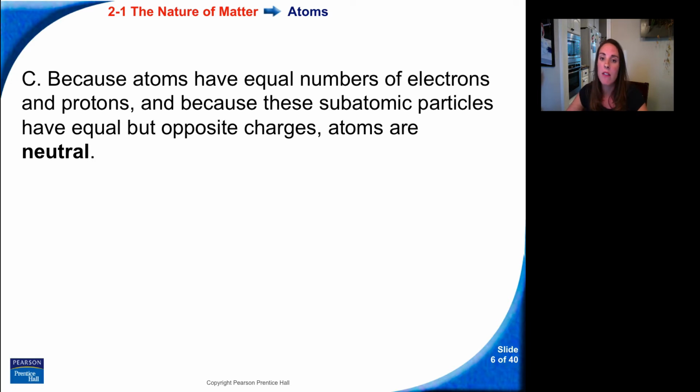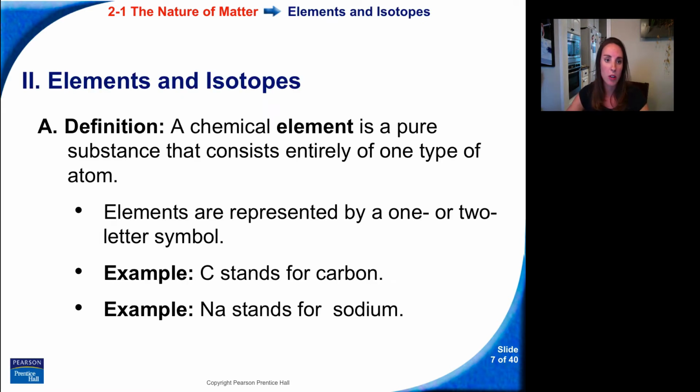So because atoms have equal numbers of electrons and protons, and because these subatomic particles have equal but opposite charges, atoms are said to be neutral. So because we have the same number of electrons, which are negative, same number of protons, which are positive, the atoms are neutral. There's no charge.